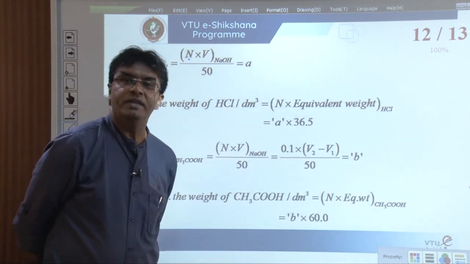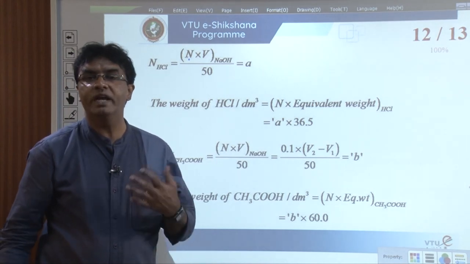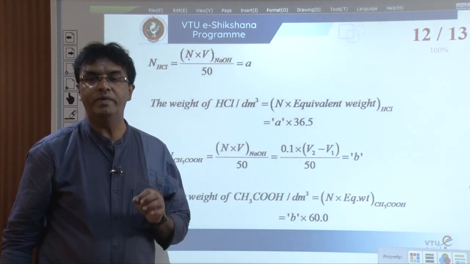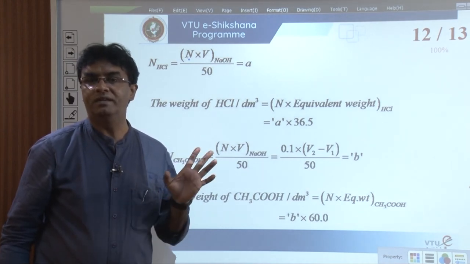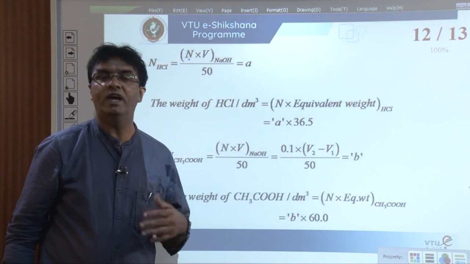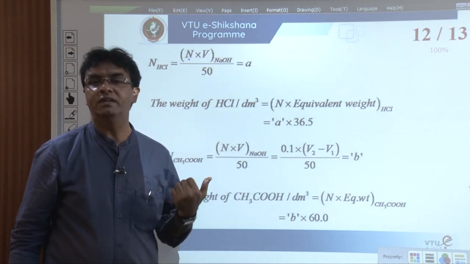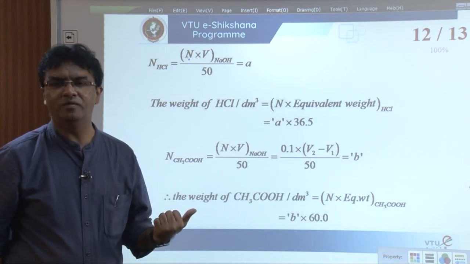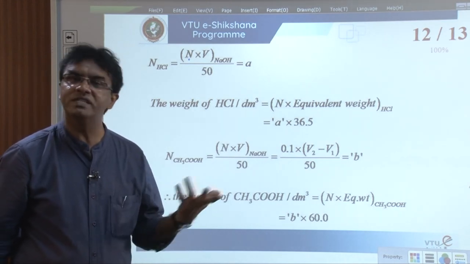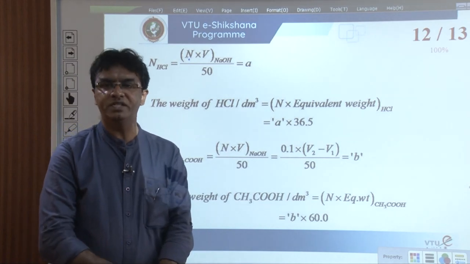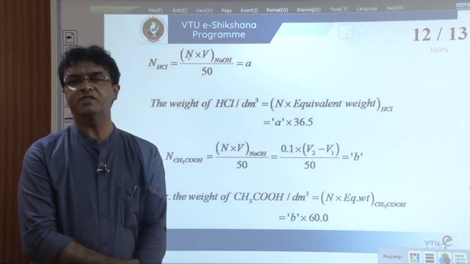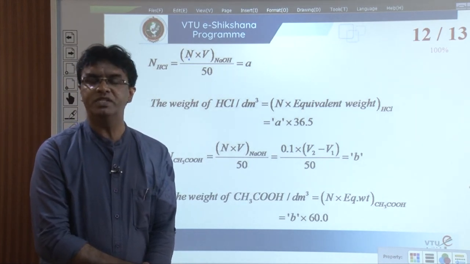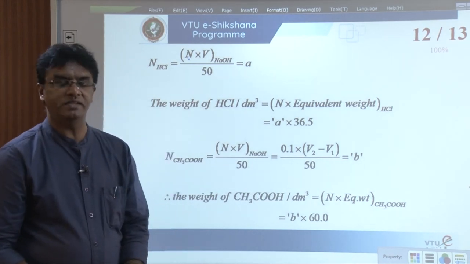So this is how, even when a mixture of strong and weak acids is given to you, you will be able to find out the normality of both the acids, and also the weight of each acid per dm cube of the solution. So this is how conductometric titration can be used in the case of strong acid versus strong base, weak acid versus strong base, and a mixture of strong acid and weak acid versus strong base.